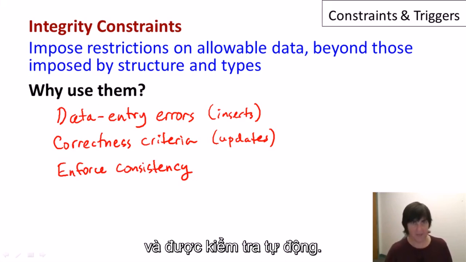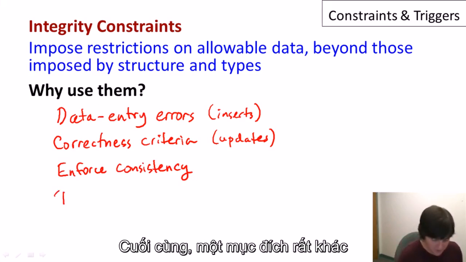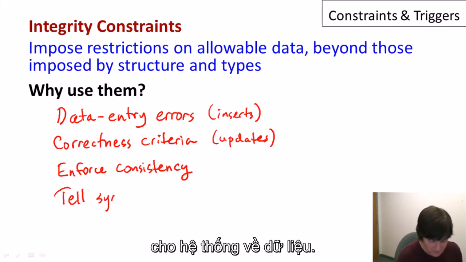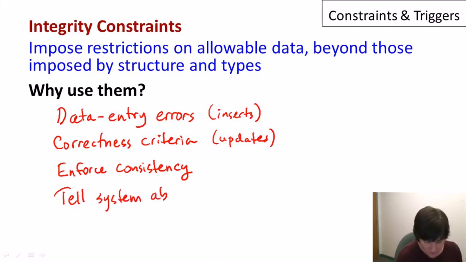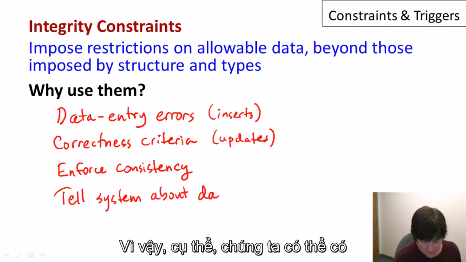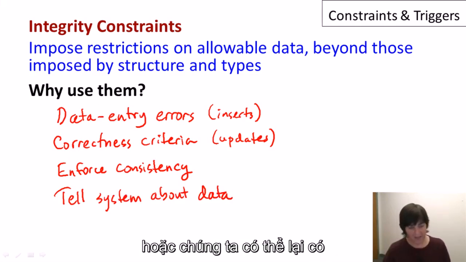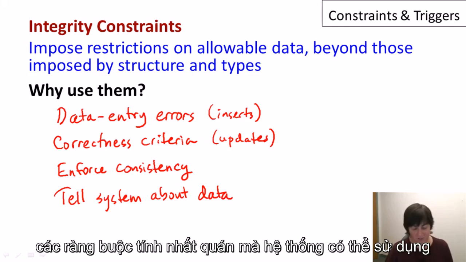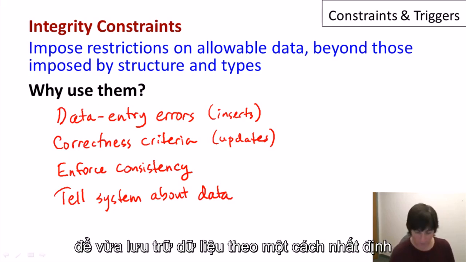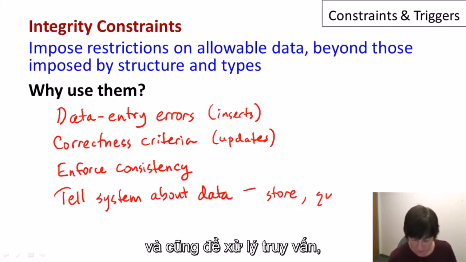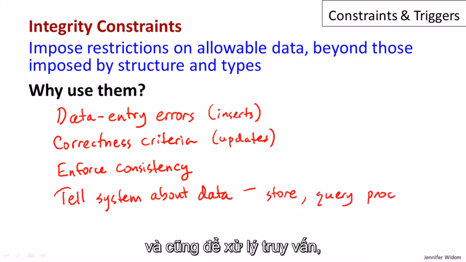And so when we have that situation, consistency, we could have constraints that specify the consistency requirements and are checked automatically. And finally, a very different use of constraints is to tell the system about the data. So specifically, we might have key constraints that say values are unique, or we might again have consistency constraints that the system can use to both store the data in a certain fashion that may be more efficient, and also for how it processes queries, query processing.